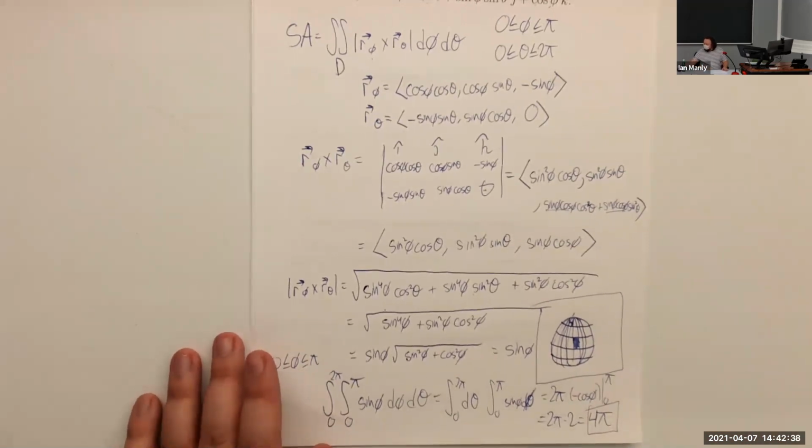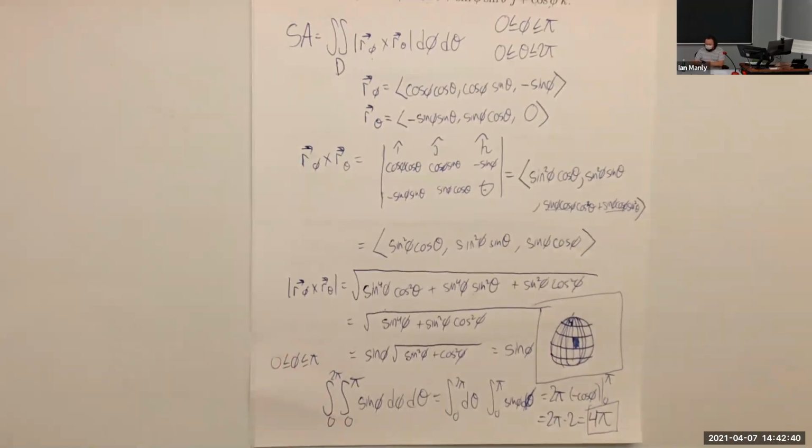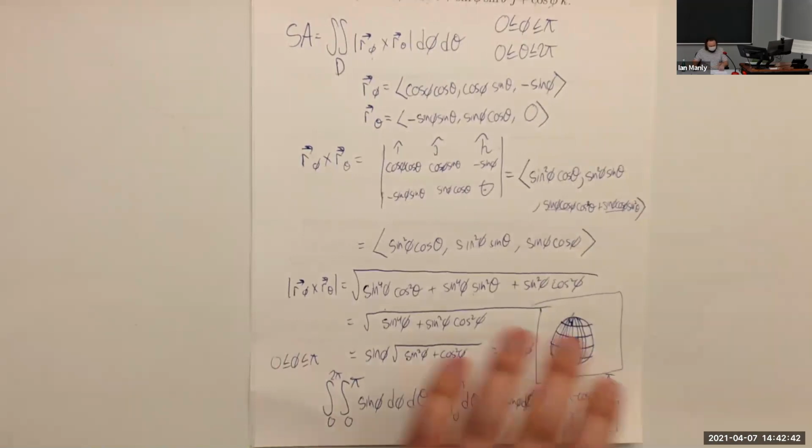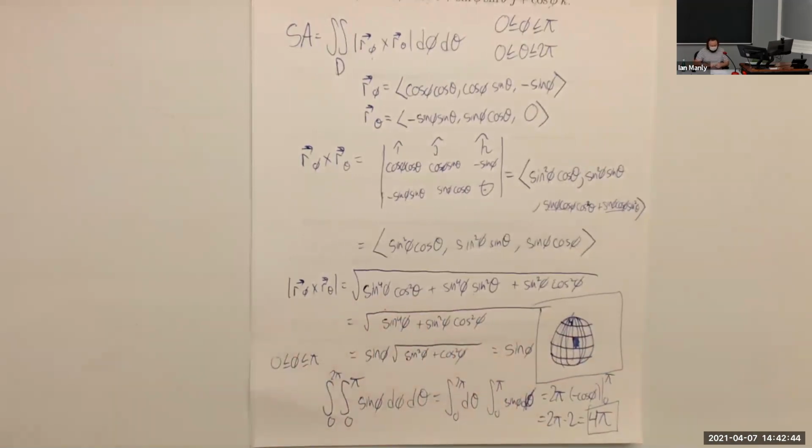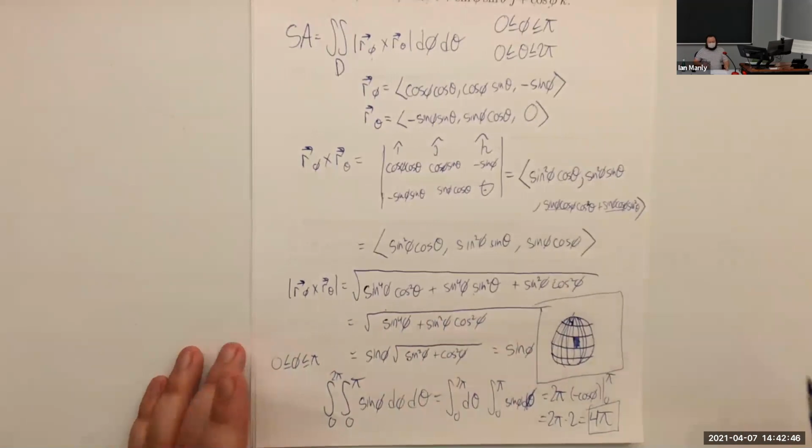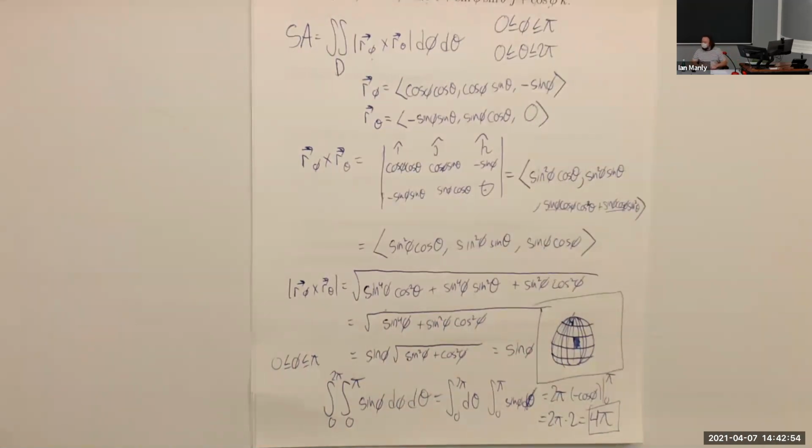All right, actually, it looks like we finished a few minutes early here. So anyways, this is going to be our building block for the next section, where we're going to do something called surface integrals, which are kind of like line integrals, only we're bumping it up a dimension.